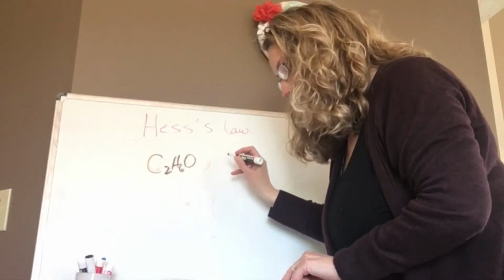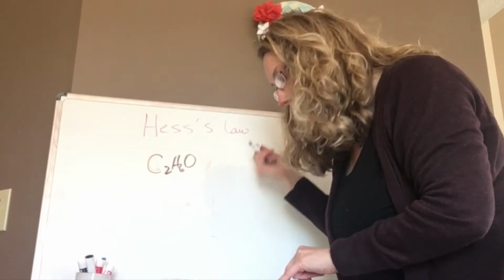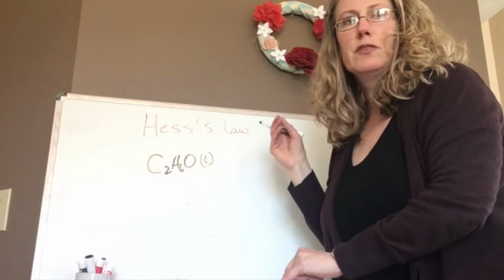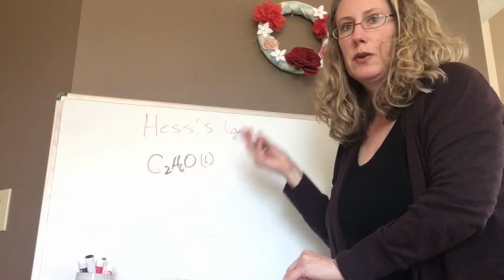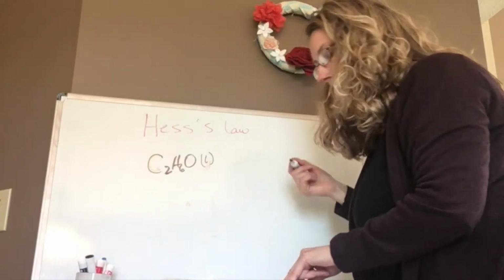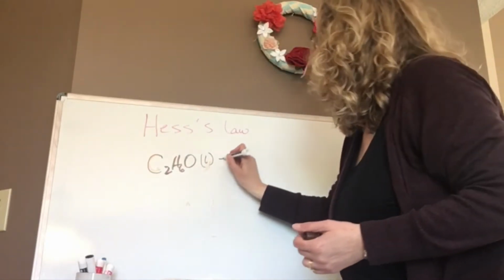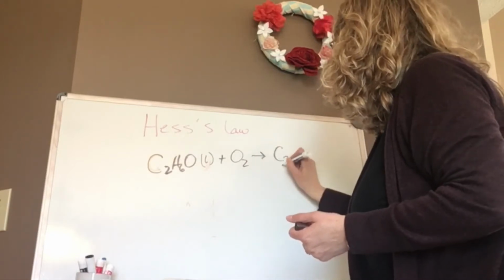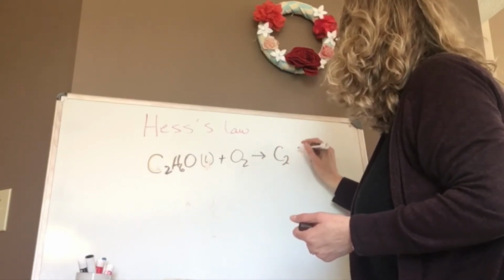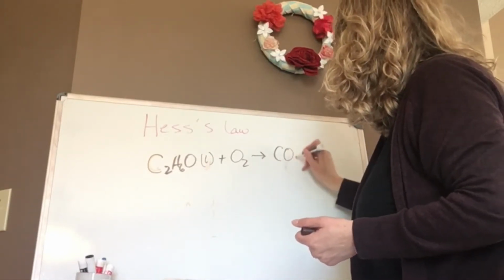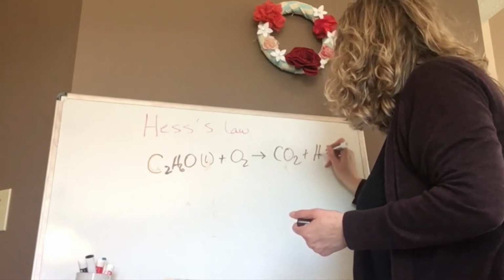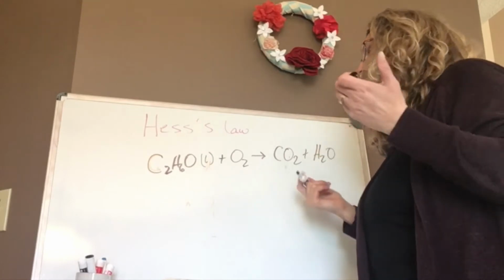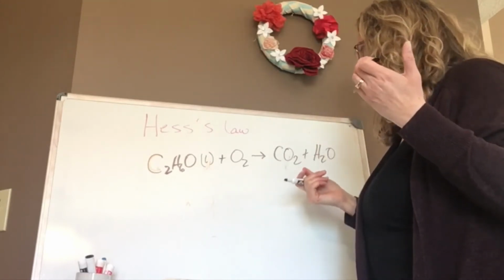C2H6O. And it told me that it's liquid ethyl alcohol, so that's a liquid. Remember, if we're using this chart, we need to know if it's solid, liquid, or gas. And it's combustion, which means add oxygen, and you come out with carbon dioxide and water. So, do I have a balanced equation? No, I don't. So I'm going to have to remember how to balance an equation.